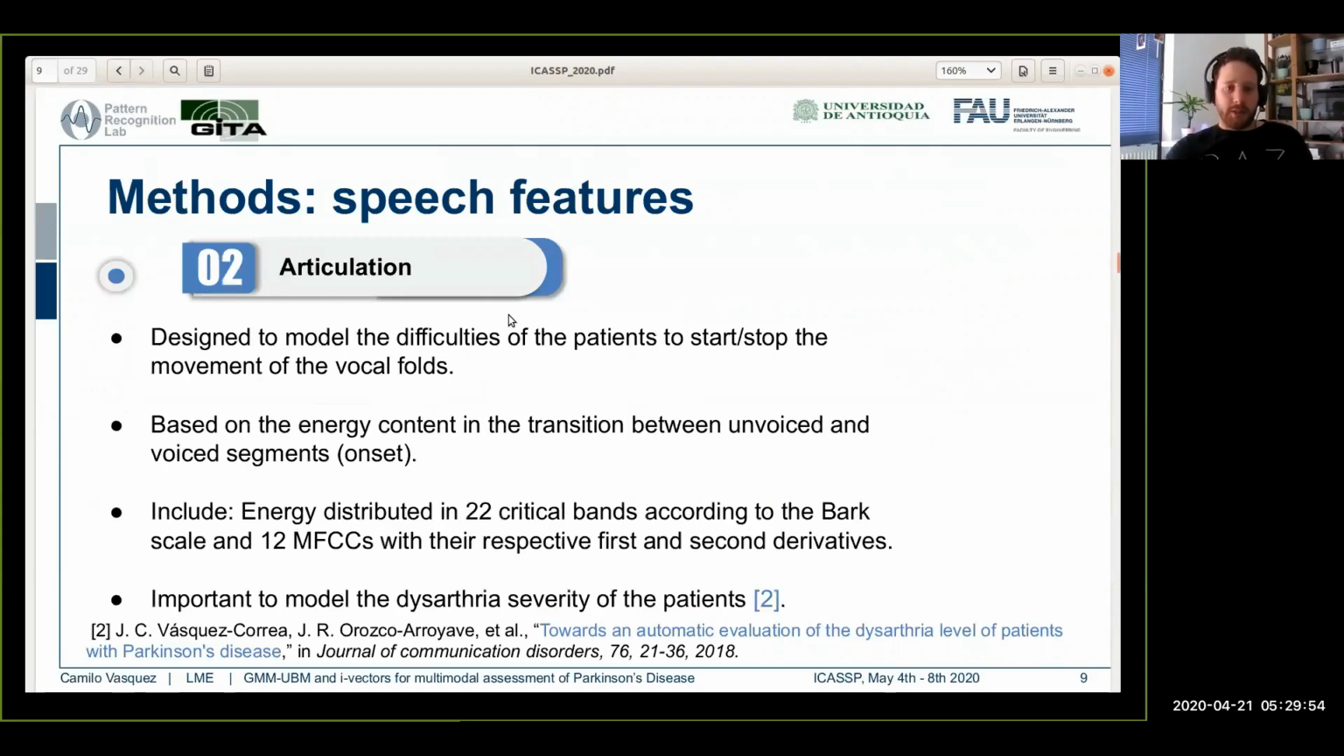The second speech feature set corresponds to articulation. In this case, we aim to model the difficulties of the patient to start or to stop the movement of the vocal folds. The features are based on the energy content in the transition between voiced and unvoiced segments, or onset. We consider the energy in 22 critical bands according to the Bark scale and 12 Mel frequency cepstral coefficients with their respective first and second derivatives.